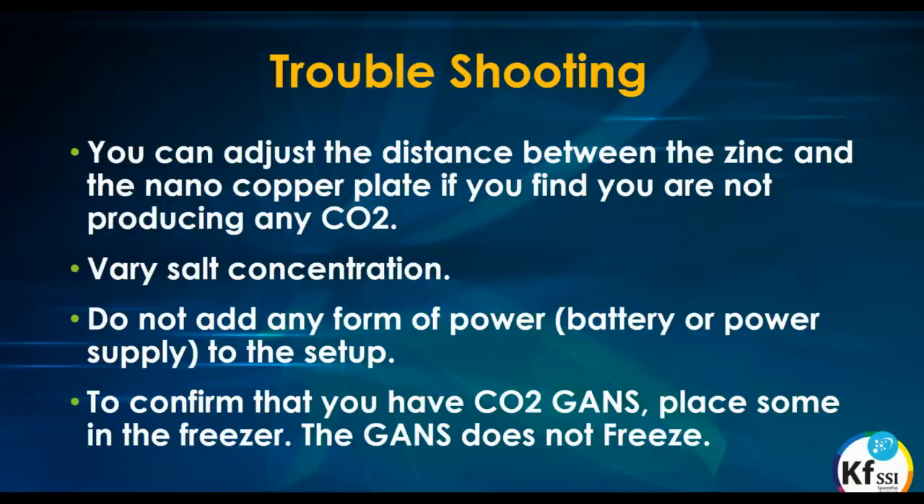So troubleshooting: one can adjust the distance between the plates, between the zinc and the nanocopper plate. If you find you're not producing any CO2, one can also vary the salt concentration. And very importantly, we do not add any form of power supply or battery to this setup at all. And another way to confirm that you also have the CO2 Gans is to place some in the freezer, as the Gans does not freeze.